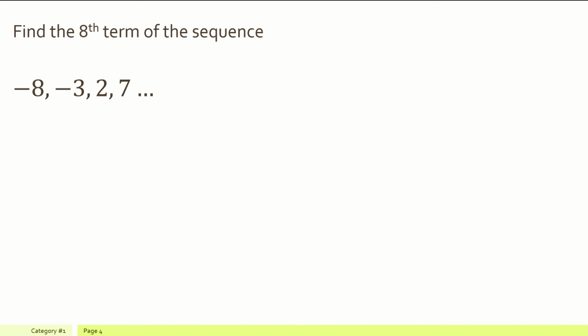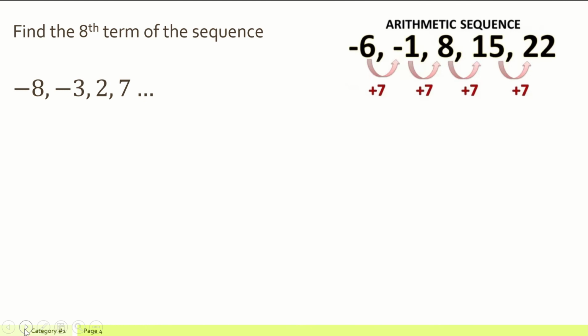Algebra 1 EOC STAAR Review, Arithmetic and Geometric Sequences on page 4. We're given a sequence or a pattern of numbers, and it asks us to find the eighth term of the sequence. So an arithmetic sequence is just a sequence of numbers or a pattern that we can generate through addition. So you see this example, we would add 7 to get the next term in the sequence.